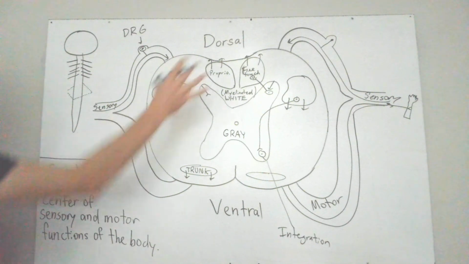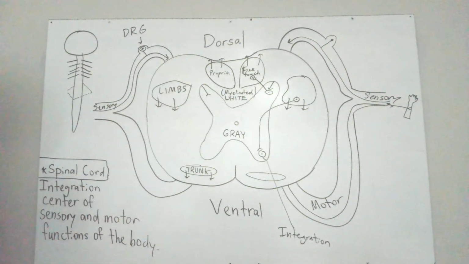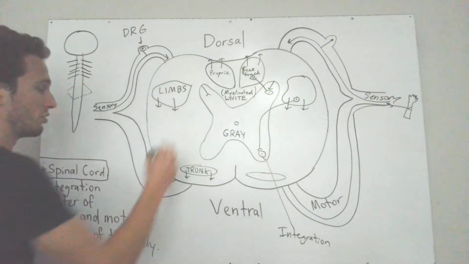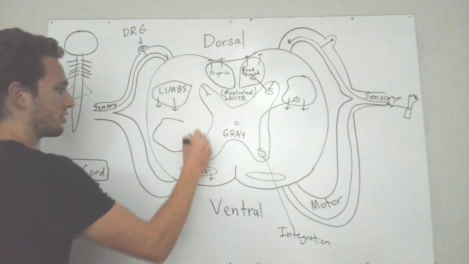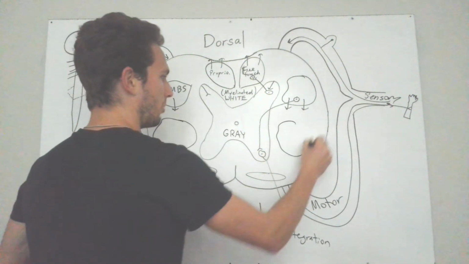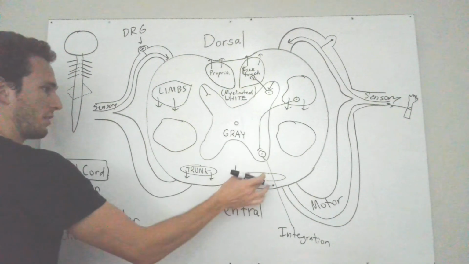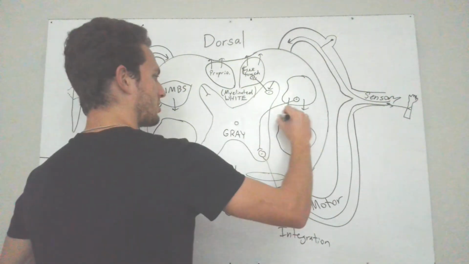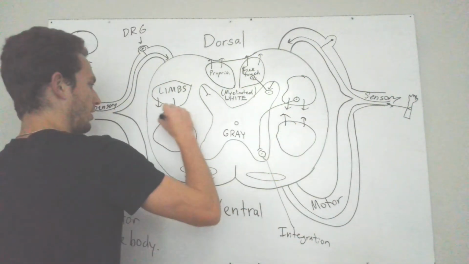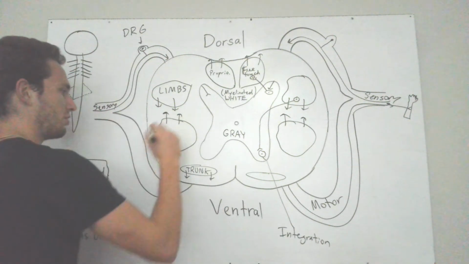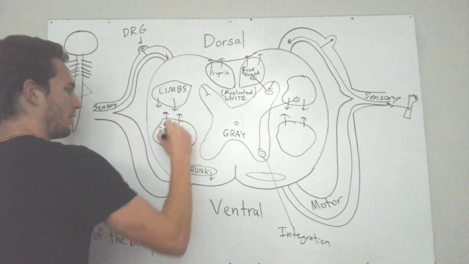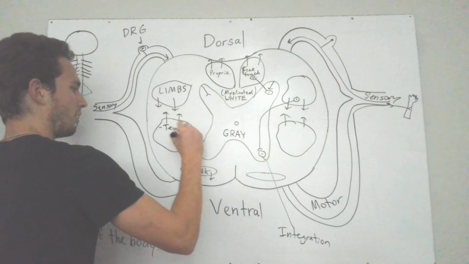Okay, so again, those were descending tracts for the limbs and the trunk. But I also said you can detect pain and temperature. These are in these regions, okay, a little more dorsal from the trunk regions. These are still ascending tracts, like I said. And these regions are going to deal with two types of sensory input: temperature and pain.